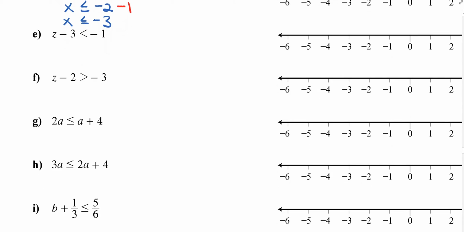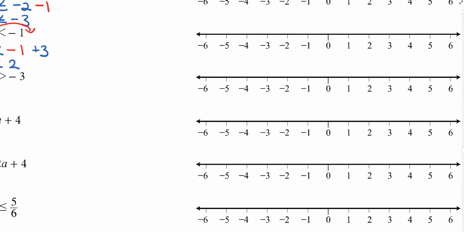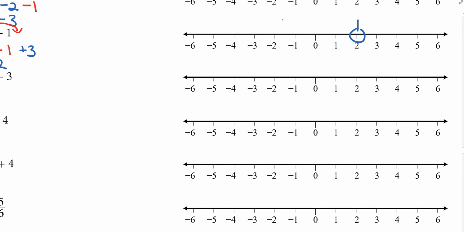Okay, let's move on to letter E now. So I can circle the negative 3. If I move that to the other side, it becomes positive, so negative 1 plus 3. So z is less than that. So now z is less than negative 1 plus 3, which is going to be 2. So z is less than 2. So here's 2, open circle. If I'm less than that, I shade to the left.